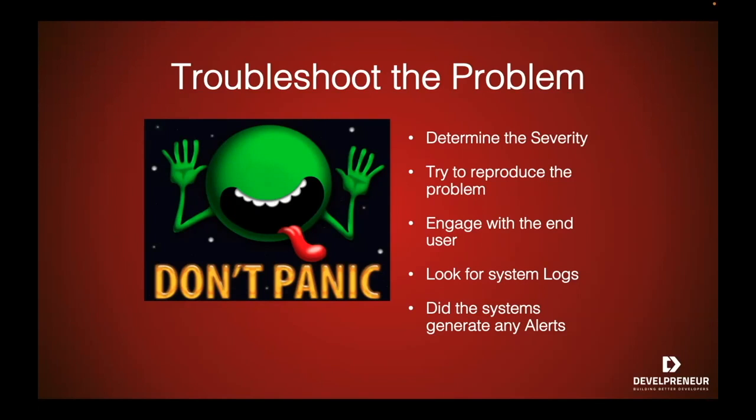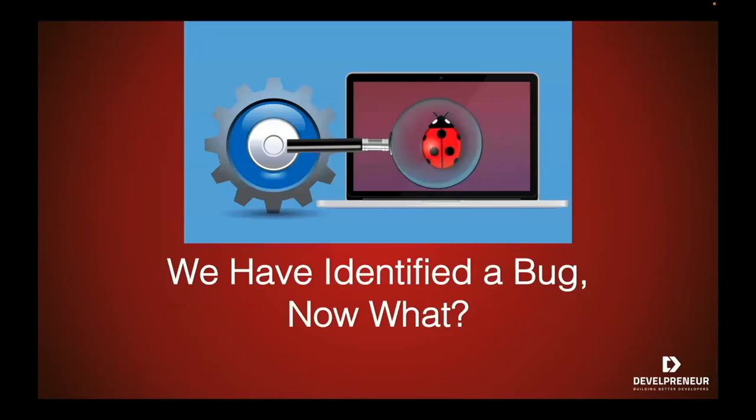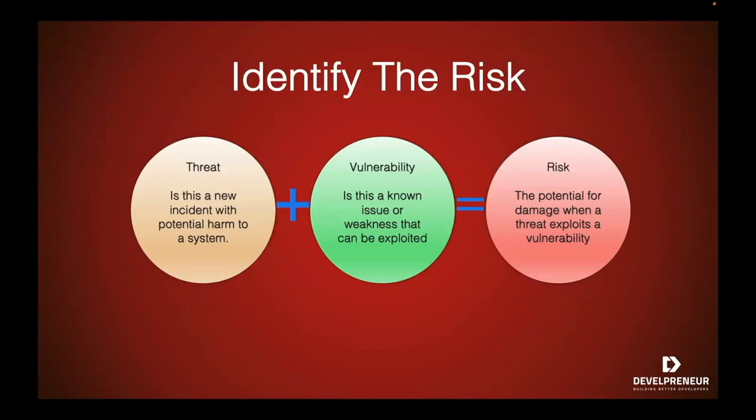So once we troubleshoot the problem, the customers reported the problem. We've now troubleshot. We've dug into the problem a little bit to make sure that we do have an actual problem, that it is something that we need to pass along, get more people involved. We then pull everyone together. So we've identified a bug. Now what? Once you have all the players involved, you sit down and you identify the risk of the problem.